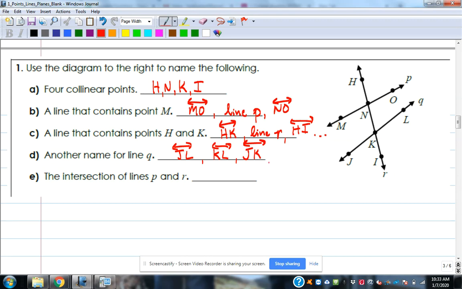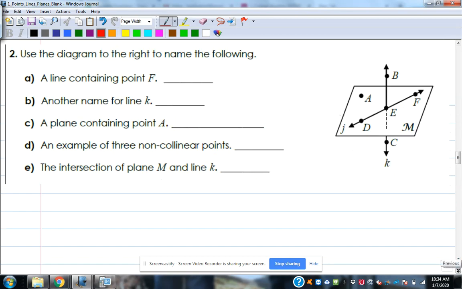All right. E says the intersection of lines P and R. What's the intersection of that? Point N. And we can just use that block capital letter. We don't even have to write "point" beside it, because only one block letter capitalized means that's a point. Our notation tells us that. So pretty easy stuff. It's just a lot of informational stuff in this first section.